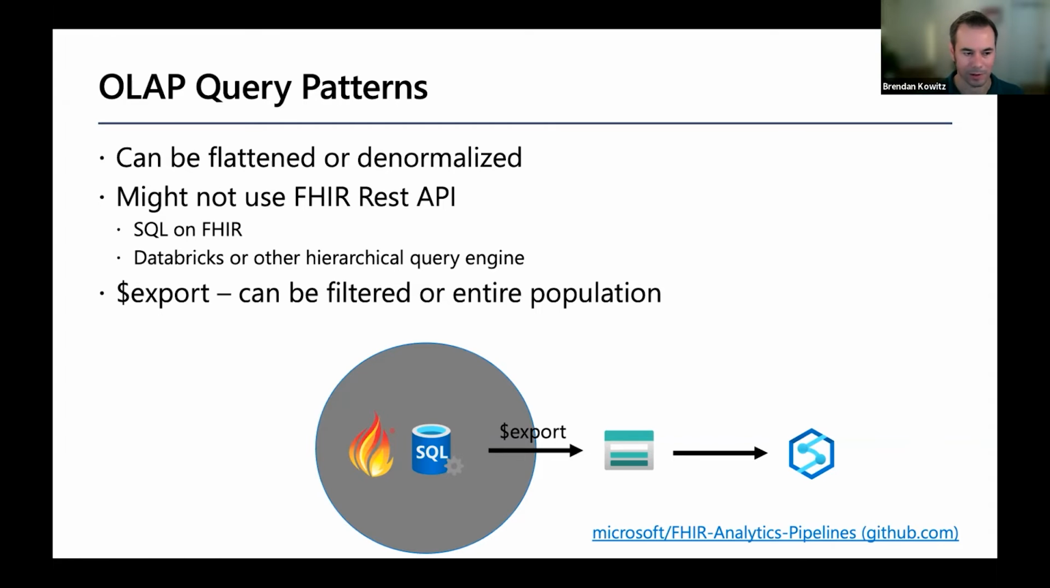And another querying pattern is the export, which can be filtered, or it can be the entire population. And it matters because with filtered, you're looking at some particular slice that you're interested in, or some particular time segment. Entire population obviously refers to, I want all of my data there, and it could just be updated with periodic updates. So we do have an example here that we have also in open source from Microsoft.